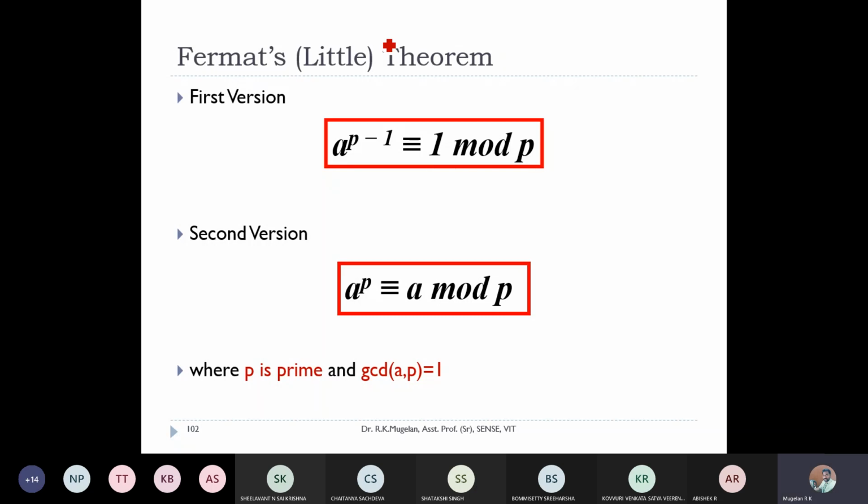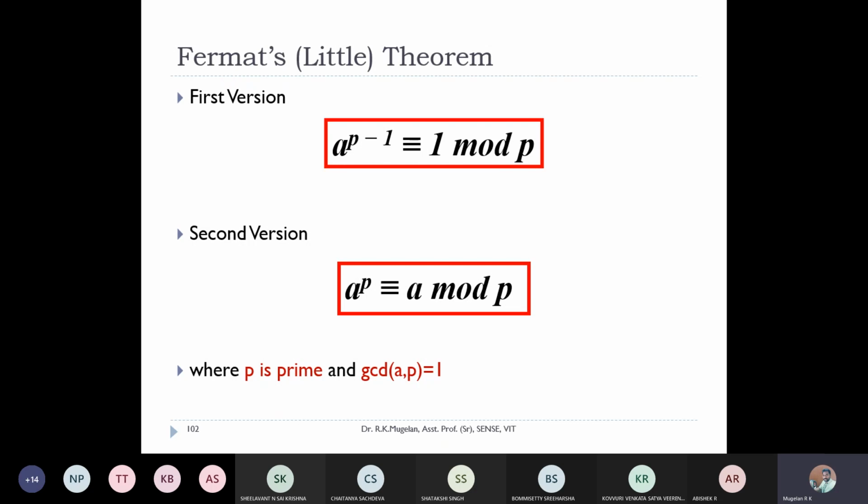Last class we have been discussing prime numbers, right? How to find whether a given number is prime or not. Actually, we had the discussion in order to understand this theorem called Fermat's theorem. It is also called Fermat's little theorem. Shortly, they used to call it Fermat's theorem.